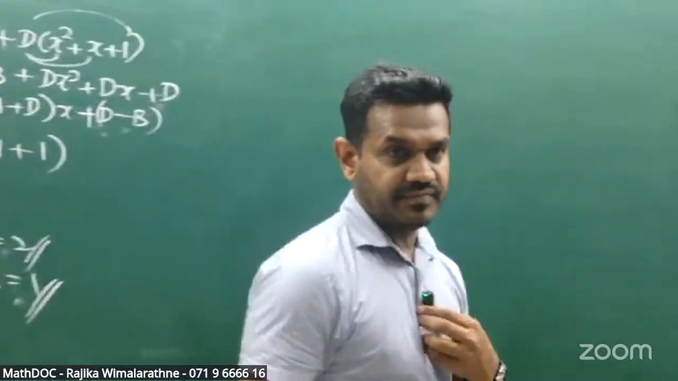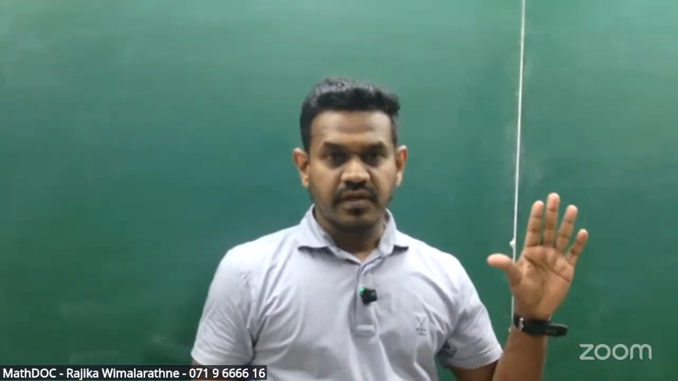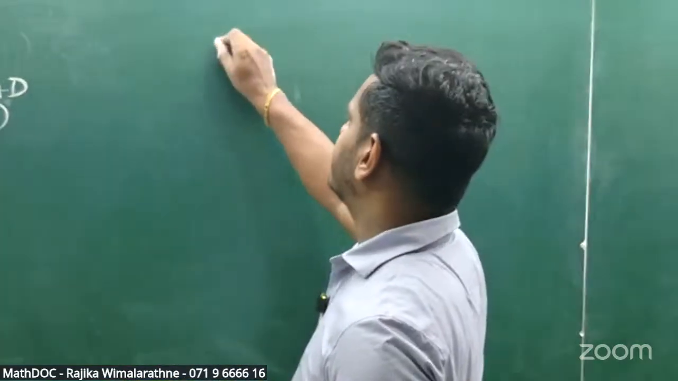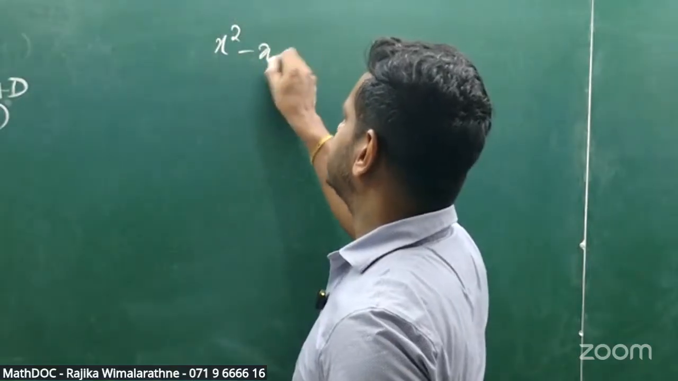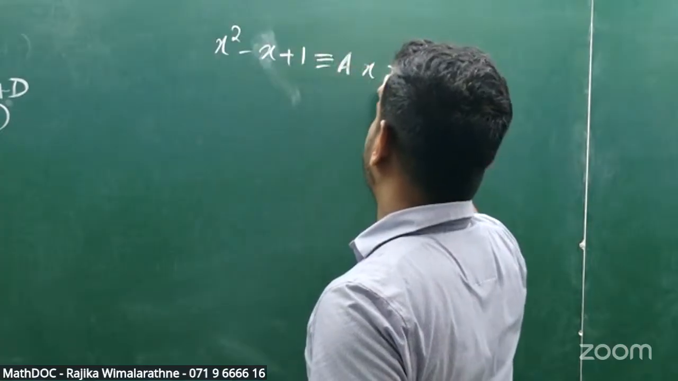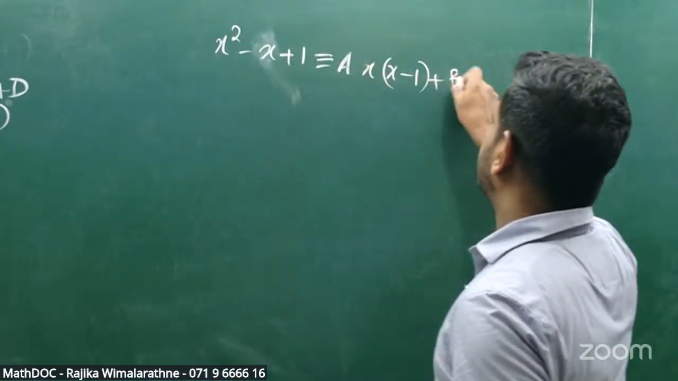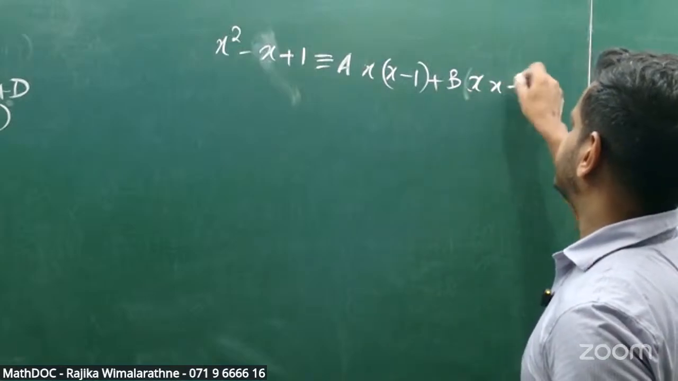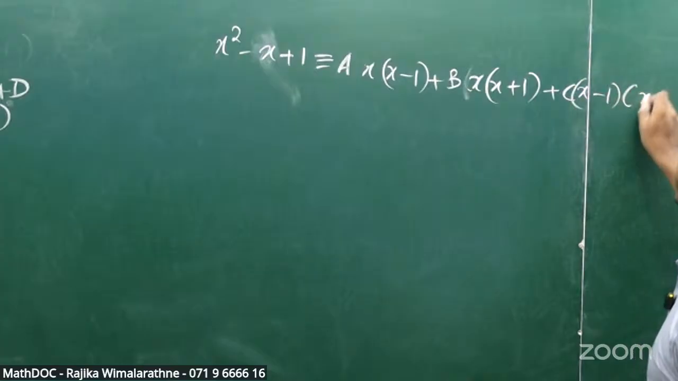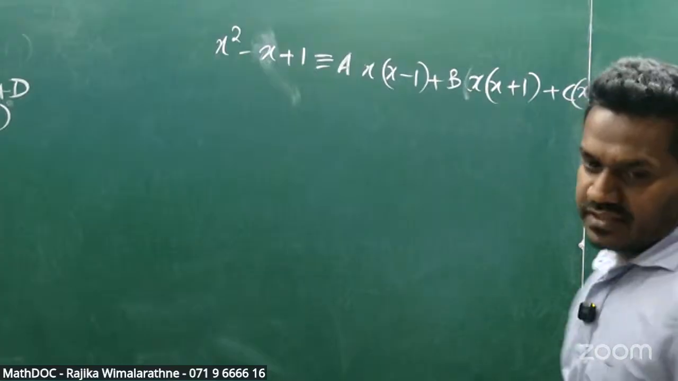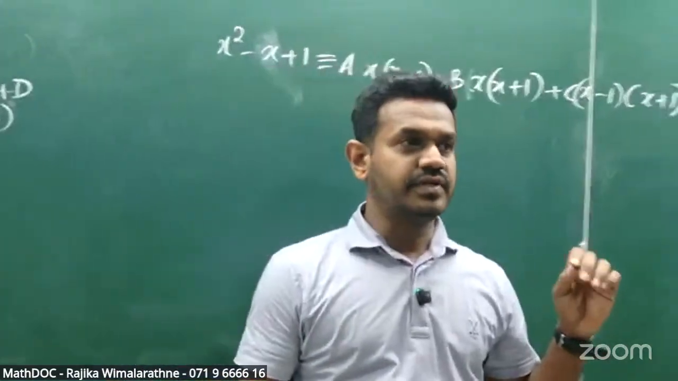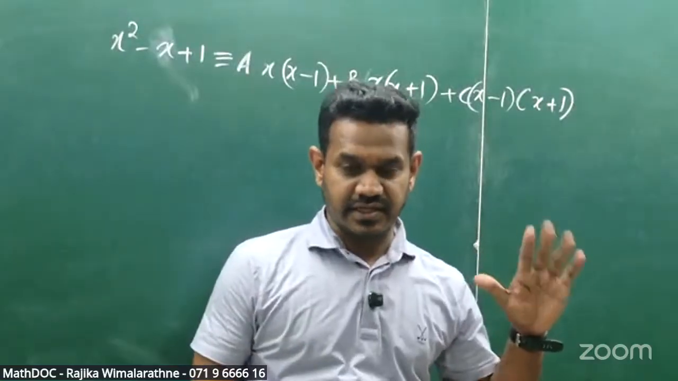Now let's move further. Now see, here consider x squared minus x plus 1 equals a times x times (x minus 1), plus b times x times (x plus 1), plus c times (x minus 1)(x plus 1). So here we have factors, then we can substitute values. But I'm going to do it here using the coefficient equating technique. Okay, you better do it with me.